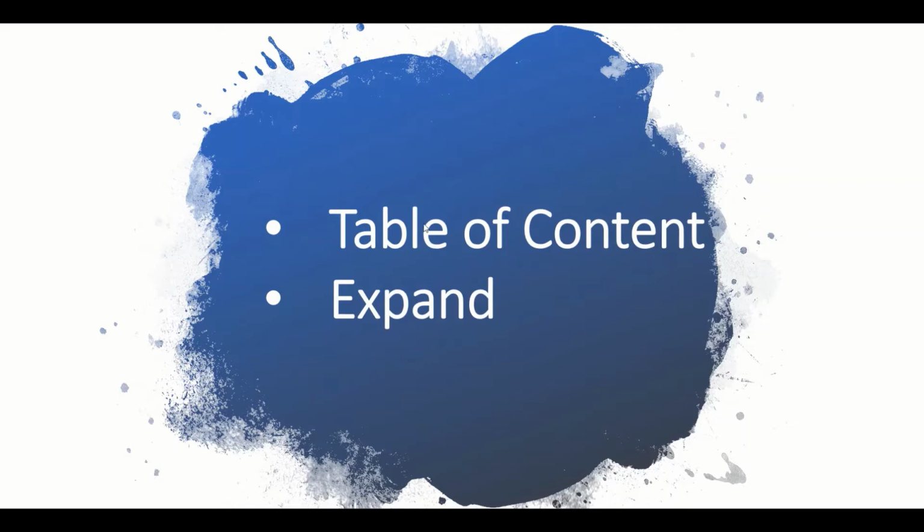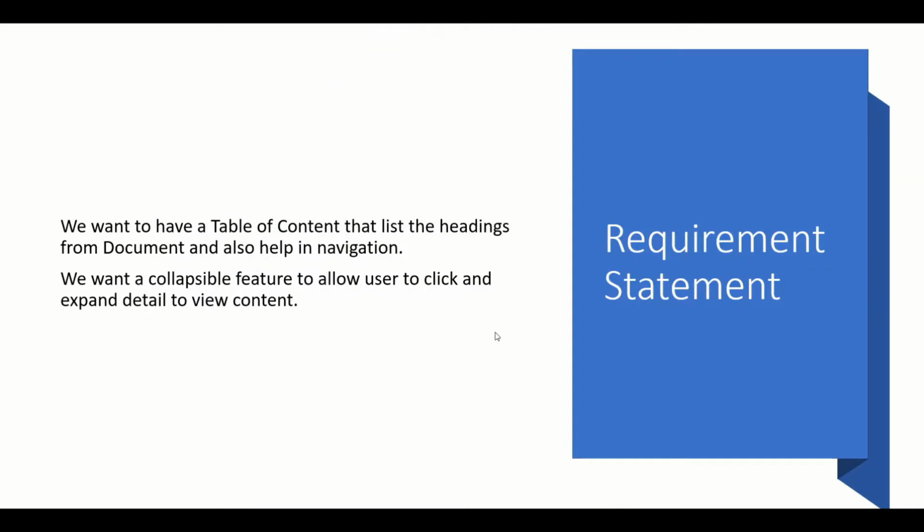So today we are going to cover two topics. One is table of content and another one is expand. And the requirement is we want to have a table of content that lists the headings from the document and also helps in navigation. We want a collapsible feature to allow the user to click and expand the detail to view content, right? So these are two requirements that we have.